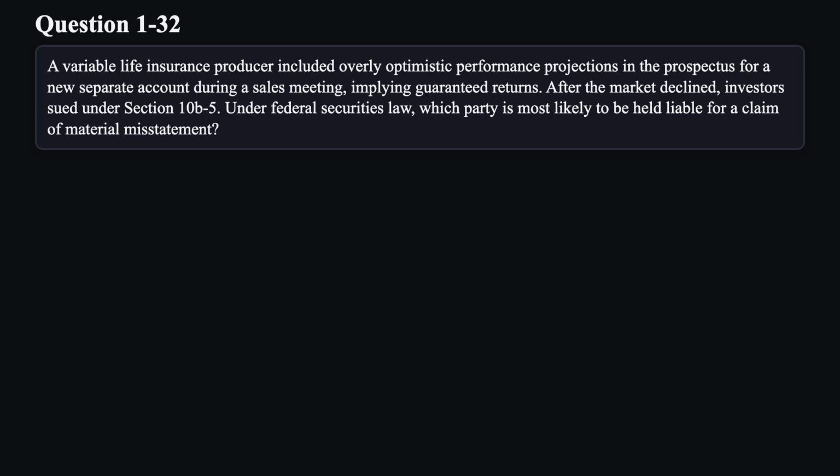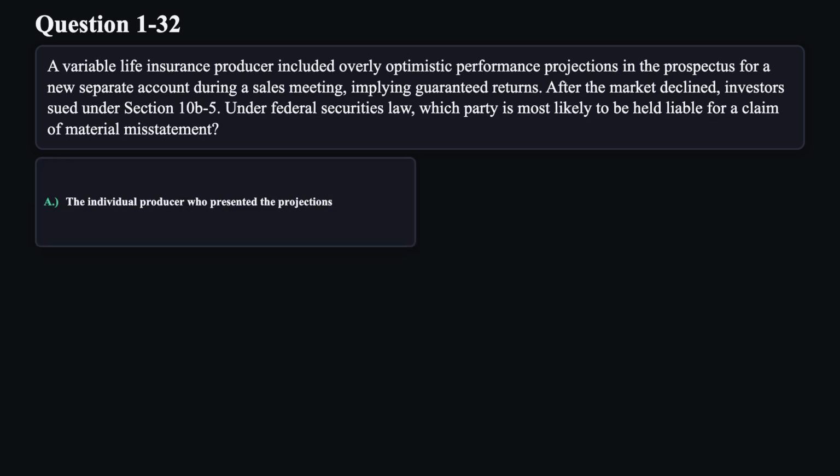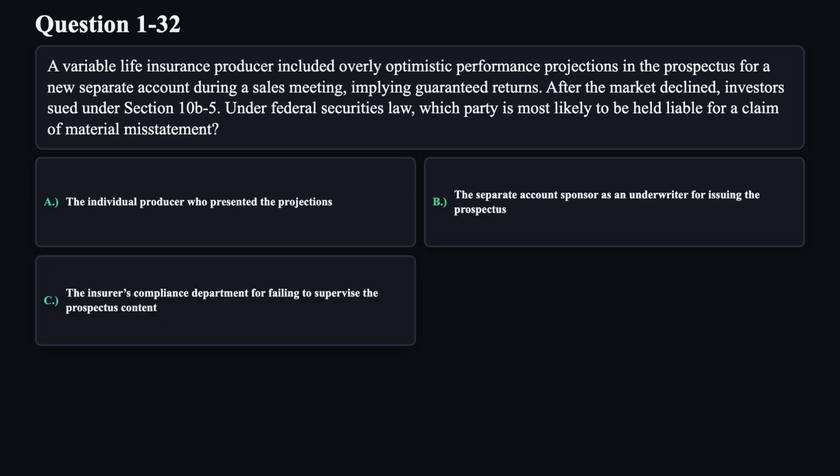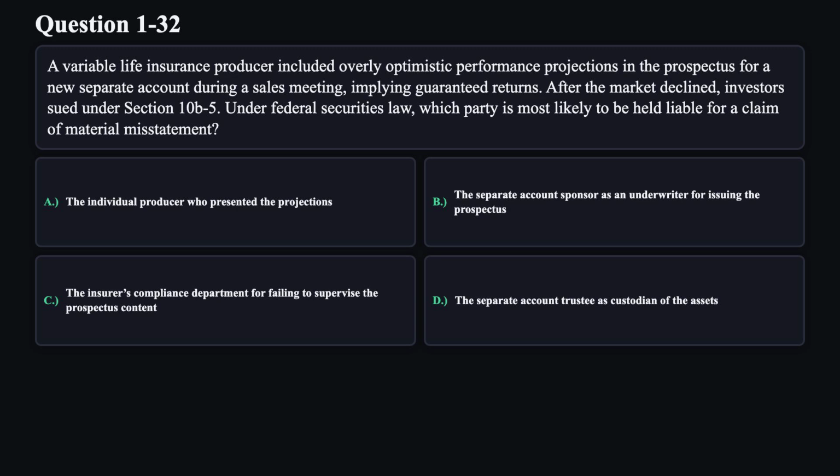Question 32. A variable life insurance producer included overly optimistic performance projections in the prospectus for a new separate account during a sales meeting, implying guaranteed returns. After the market declined, investors sued under Section 10b-5. Under federal securities law, which party is most likely to be held liable for a claim of material misstatement? A. The individual producer who presented the projections. B. The separate account sponsor as an underwriter for issuing the prospectus. C. The insurer's compliance department for failing to supervise the prospectus content. D. The separate account trustee as custodian of the assets.